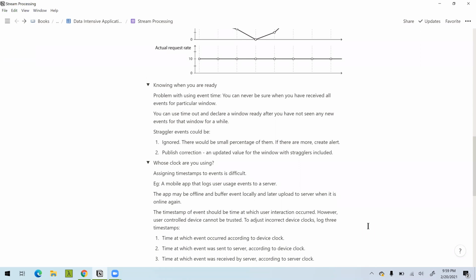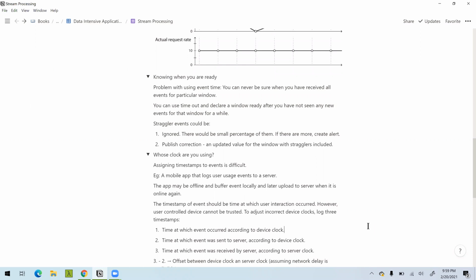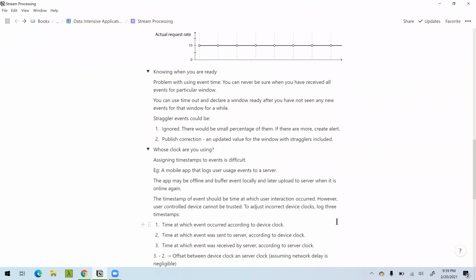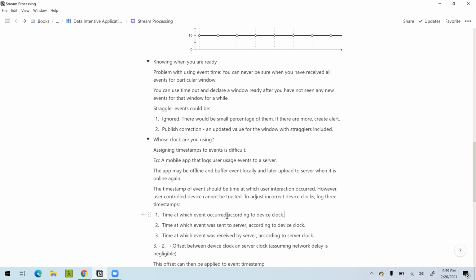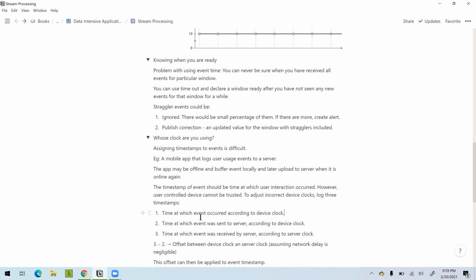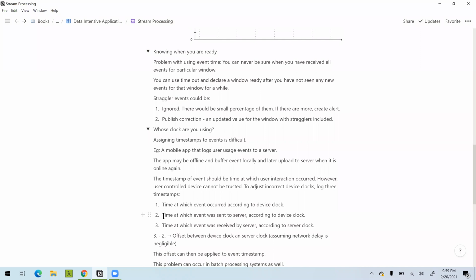Okay, so let's see one of the ways. This could also have some problems, and we'll discuss that. But one of the ways we can do it is that we will log three timestamps. First, the time at which the event occurred according to my device clock, even if it's incorrect, whatever my local time is. I will log that event. Then I will also log the time at which the event was sent to the server according to my local machine time, which could be incorrect again.